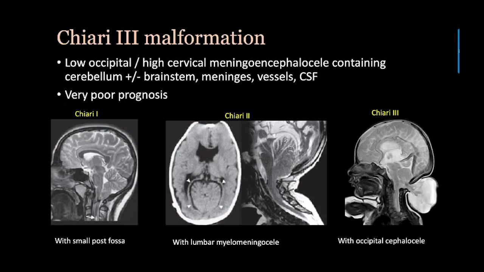On the left-hand side, you see Chiari-1 malformation, which is a consequence of a small posterior fossa. The middle case is a Chiari-2, which is the result of a lumbar myelomeningocele, and Chiari-3 is very similar to Chiari-2 in terms of the pathophysiology, but the area of encephalocele is in the occipital or upper cervical region rather than in the lumbar region. And as you can imagine from the involvement of the brain parenchyma, these are usually associated with poor prognosis. So this was a case of Chiari-3 malformation.